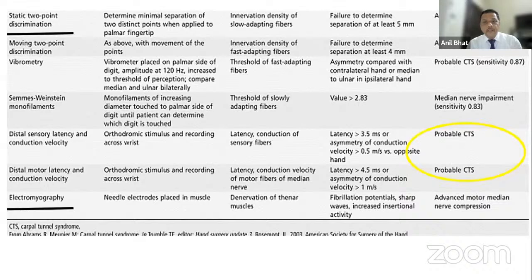But if you look at this, the evidence says probably there is CTS for NCVs. So it's not foolproof, but we all do NCVs most of the time because of documentation itself. But EMG might tell you if there's advanced motor median compression, especially if there are fibrillation potentials, which means the muscle is already getting damaged. So that is the significance of that.